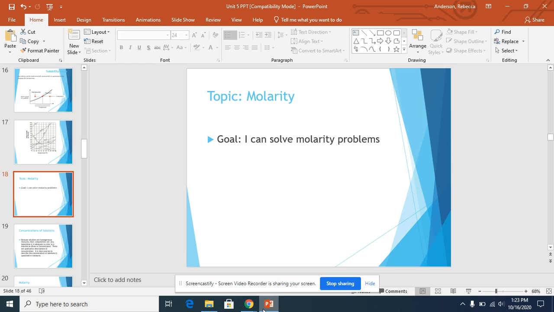Hello, so today we're talking about molarity. The topic and goal: short, sweet, to the point. Topic is molarity. Goal is I can solve molarity problems.